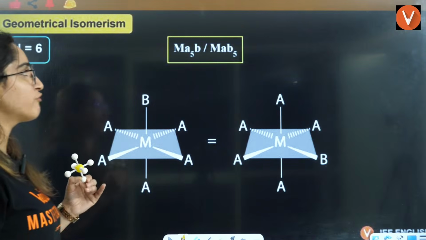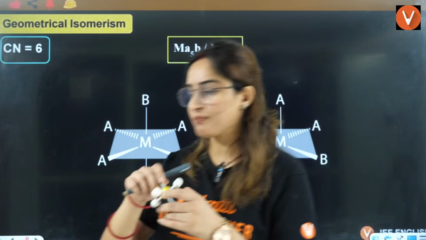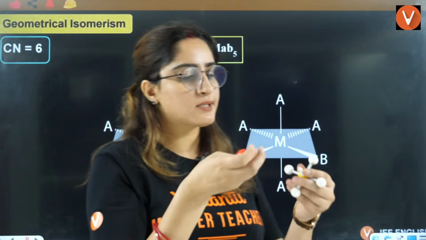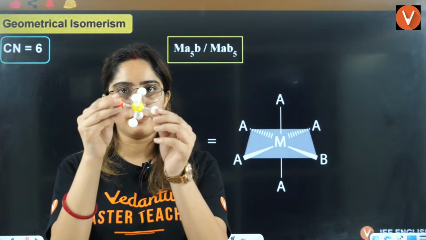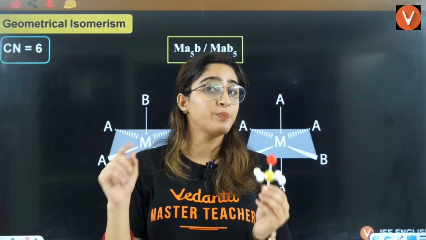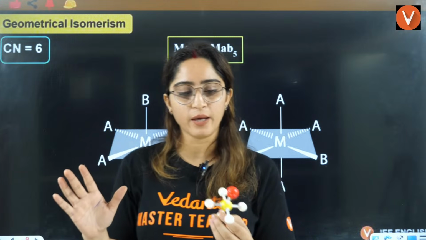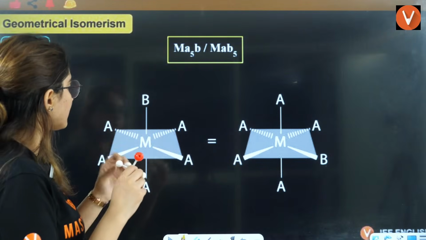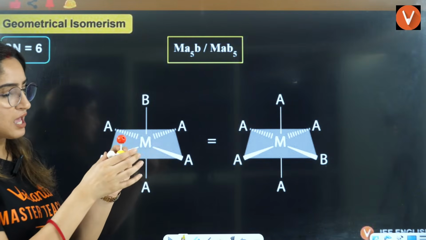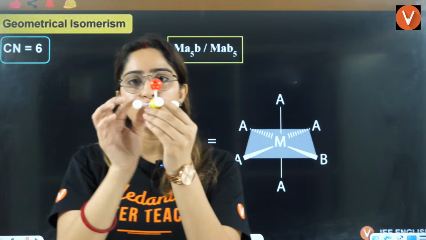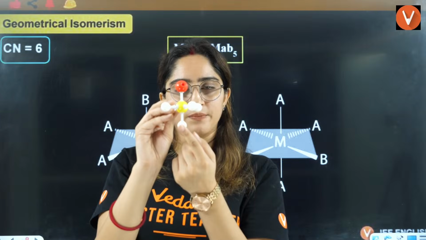Next is MA5B, or MAB5. That means you have to replace one with some other. I'll replace it with this red one. Now, if you find any trans pair, then GI is possible. So is there any possibility here? The red one is cis with all of them. It is trans with this one.